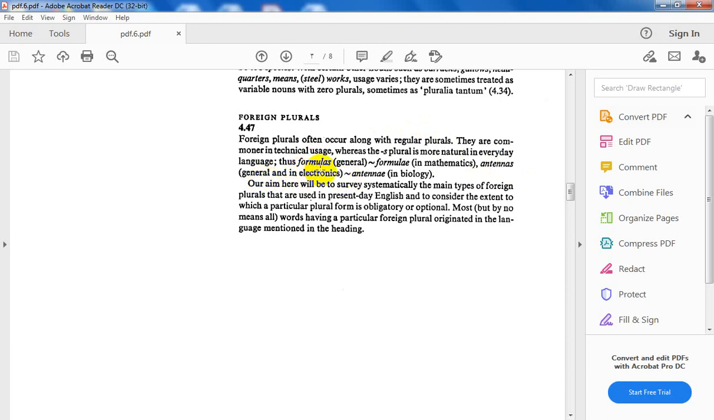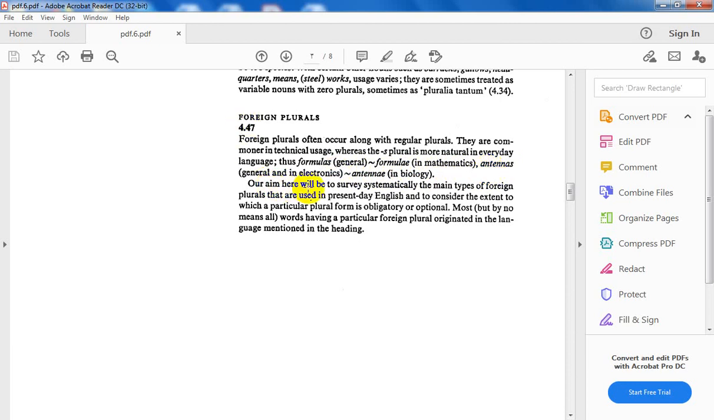Say formulas, in general. Say formula, say what? Formulas. Same. But say what? Formulae. This is used in mathematics. Antenna, this is the singular form. I say what? Antennas, the regular plural, in the general case in electronics. But in biology, say antennae, just adding E.